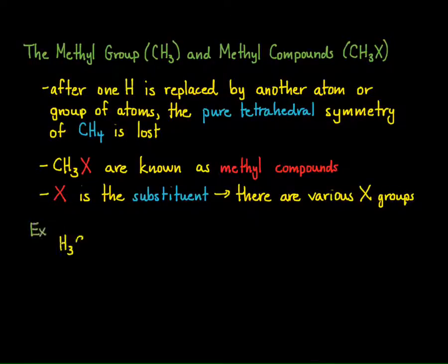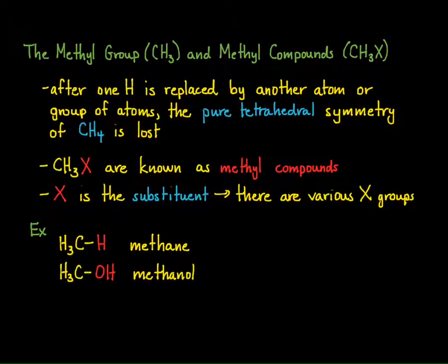As we've seen, there are various X groups that are possible. So let's look at some examples here. When X is hydrogen, obviously CH3H is CH4, and so this is simply methane. But when we change it to, let's say, an OH, remember ROH is an alcohol. So when you have CH3OH, this is called methanol. Notice we drop the E and we replace it with an OL. We're going to see this general trend emerge throughout the chapter.